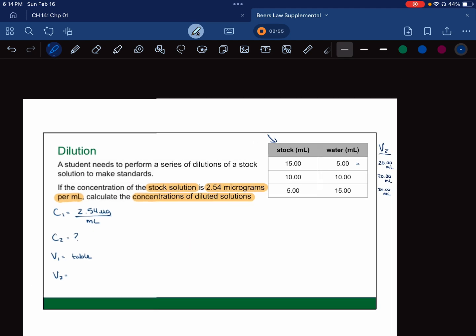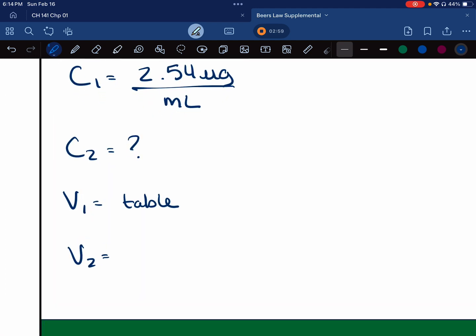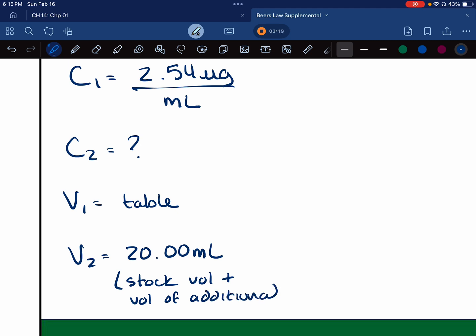So what you'll notice a lot of times when you do these dilution equations, if you're making a series of standards like we are here, your V2 will most likely be a constant value. In this case, it's 20 milliliters. Remember, it comes from the stock volume plus the volume of solvent that you add, additional solvent. So keep that in mind anytime you are doing one of these problems.